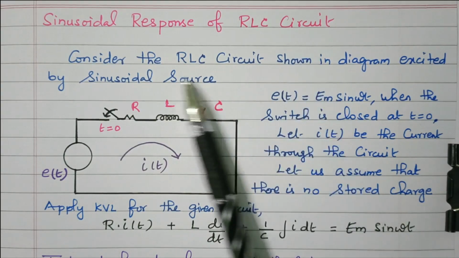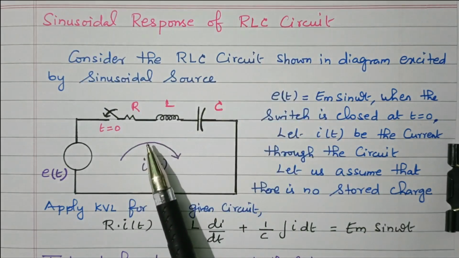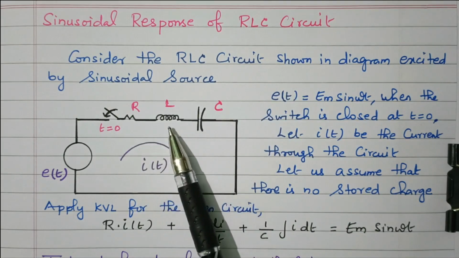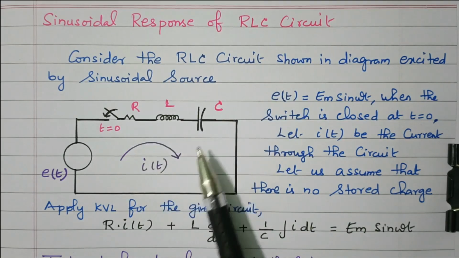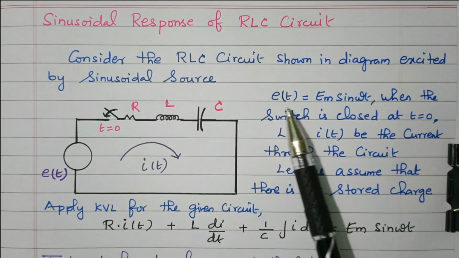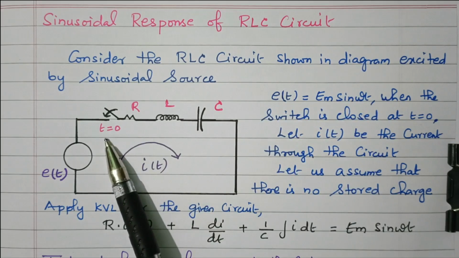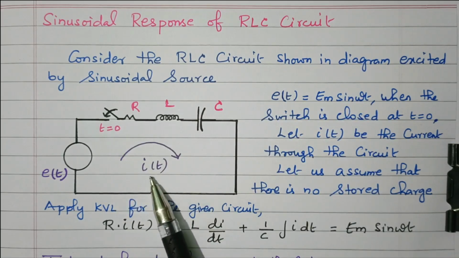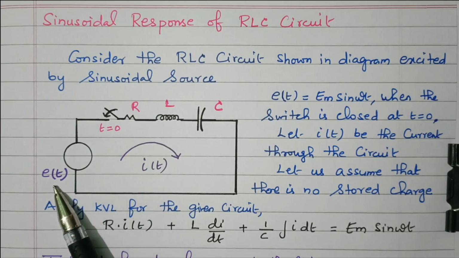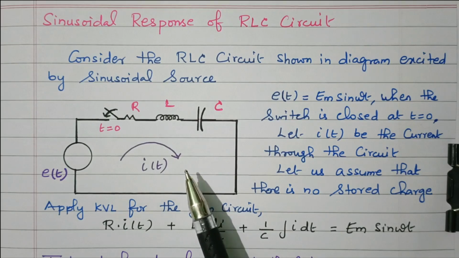Now we will go to the topic. Sinusoidal response of a RLC circuit. Let us consider the RLC circuit, resistor, inductor and capacitor connected in series, that is excited by the sinusoidal voltage, that is E of t equal to Em sin omega t. The switch is closed at t equal to 0. So this I of t is the transient current. We need to find the response of this transient current. While applying the sinusoidal voltage, what is the response of the RLC circuit, that we need to identify.